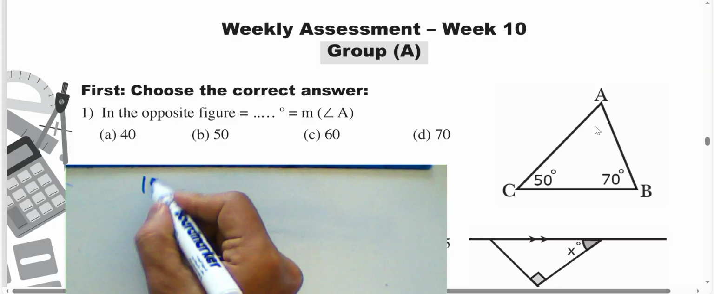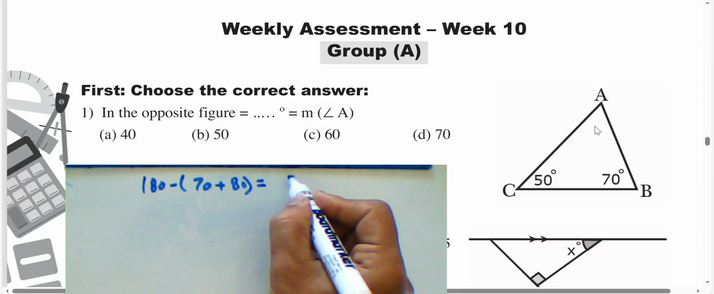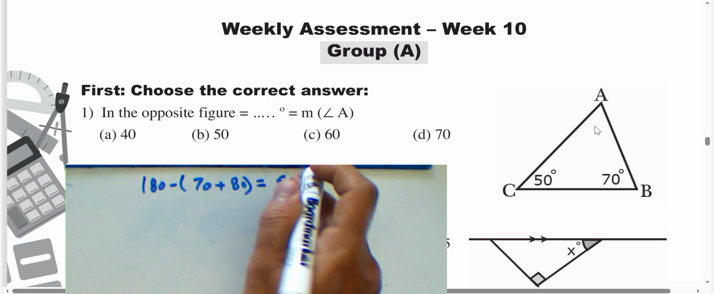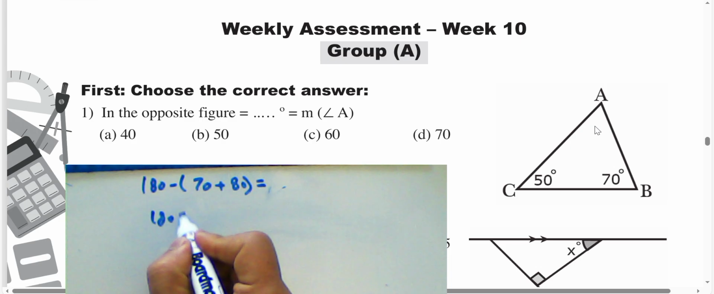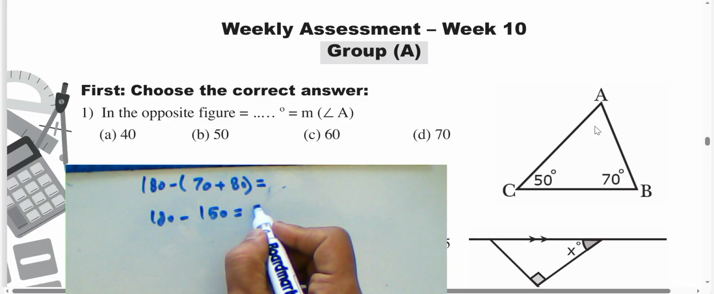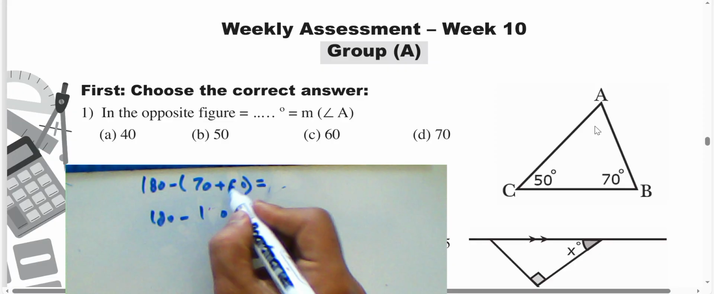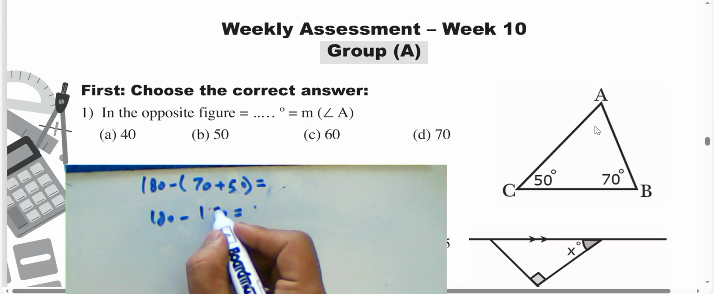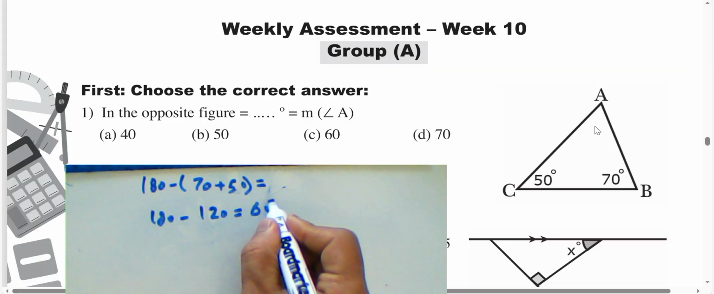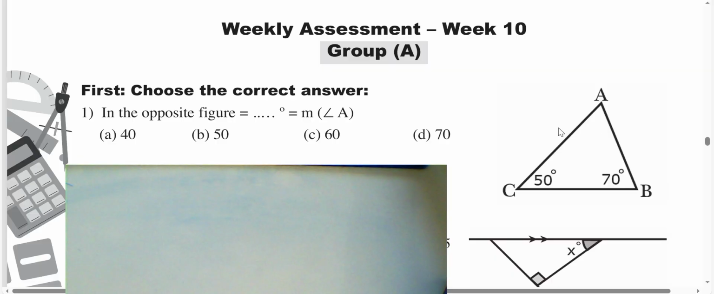Then I can write 180 subtract 70 plus 80. The result will be 50. 150, 180 subtract 150 equals 30 degrees. 70 plus 50, look at here, 70 plus 50 equals 120. The difference between them equals 60 degrees, okay? And the measure of angle A equals 60 degrees.